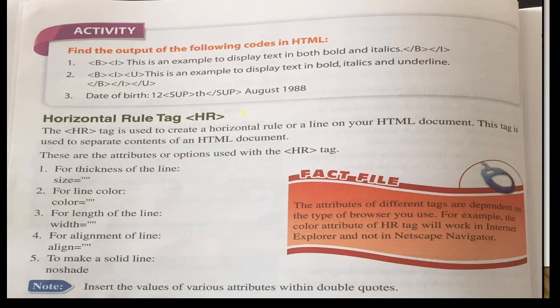Horizontal ruler. So these are the attributes or options used with the HR tag for the thickness of the line, for line color. So this is the attribute. Now let's move to Notepad and then try some of these tags.